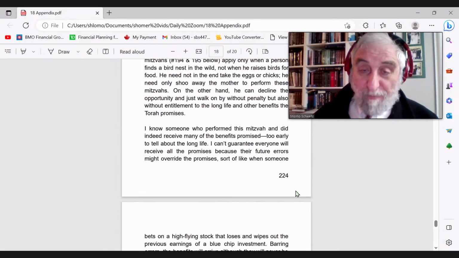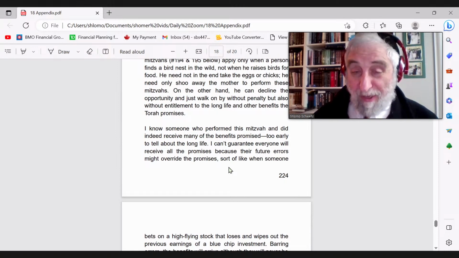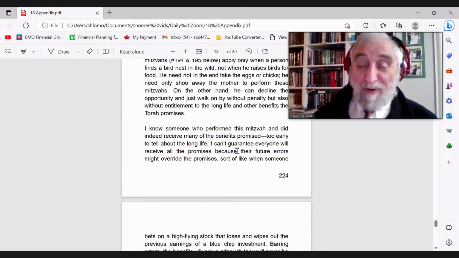I know someone who performed this mitzvah and did indeed receive many of the benefits promised. Too early to tell about the long life. I can't guarantee he got a new house. He did very well business-wise. Is healthy. Has wonderful children, etc. One of the benefits is long life. He's too young to say that happened too.